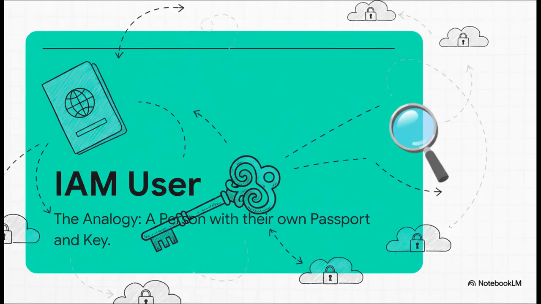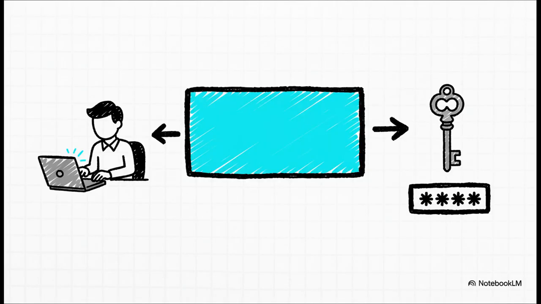First up, the IAM user. The absolute best way to think of a user is as an individual person. They have their own unique identity, kind of like a passport, and their own permanent key to get into the system. So the most important thing to remember about a user is that it represents one person, or maybe a specific application, and it has long-term credentials. That means a password for logging in or access keys for using the command line. This is the kind of identity you'd create for, say, a developer who just joined your team.